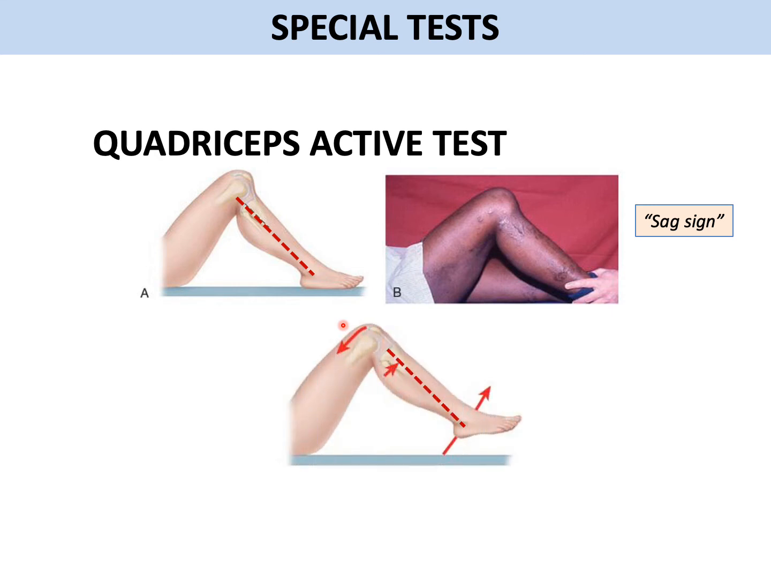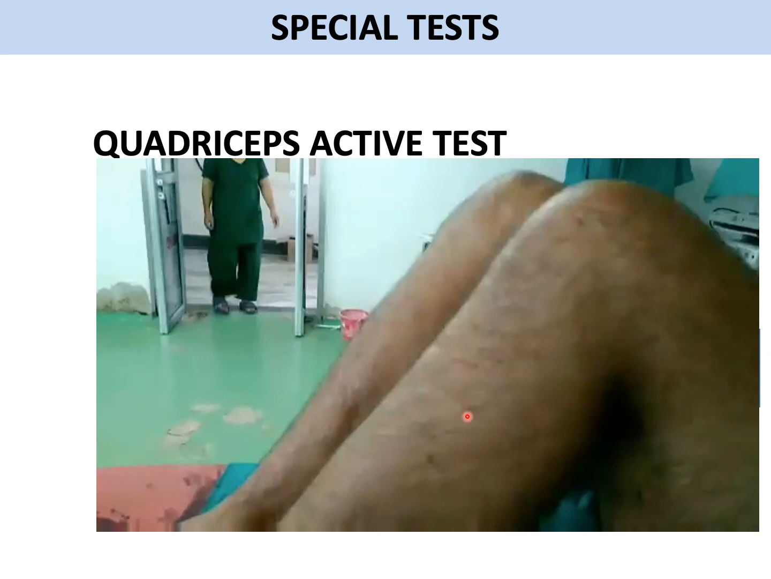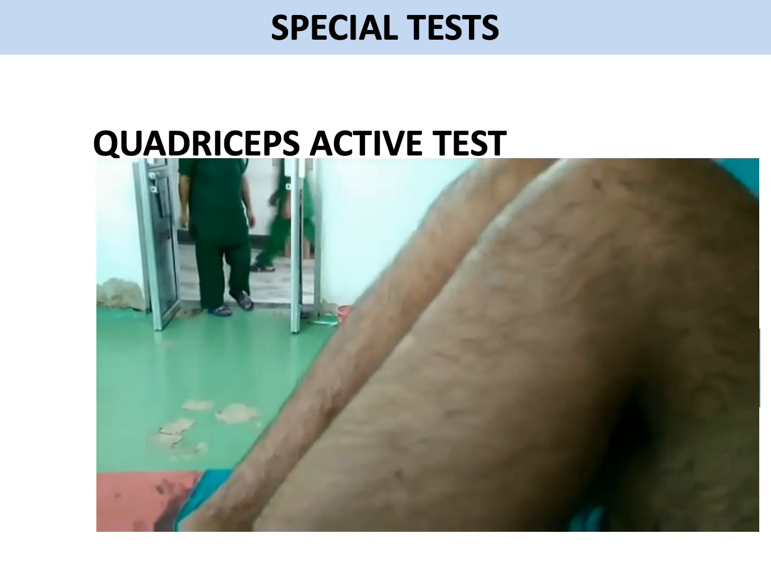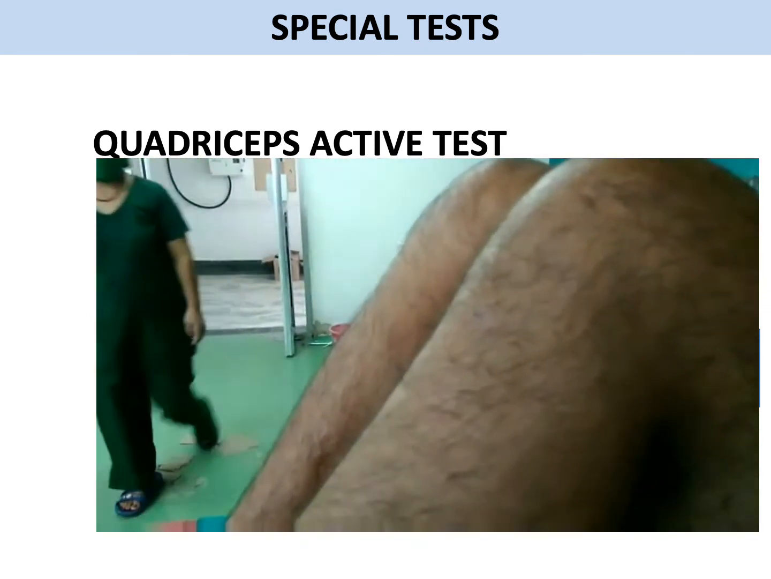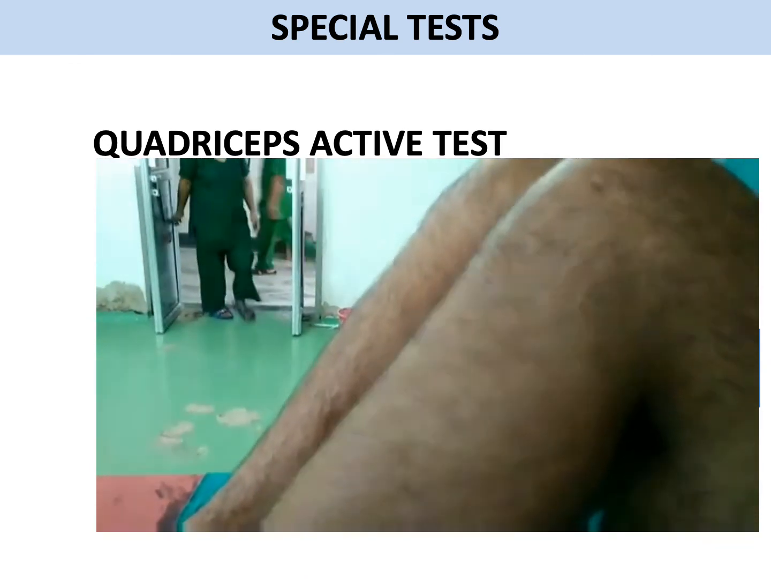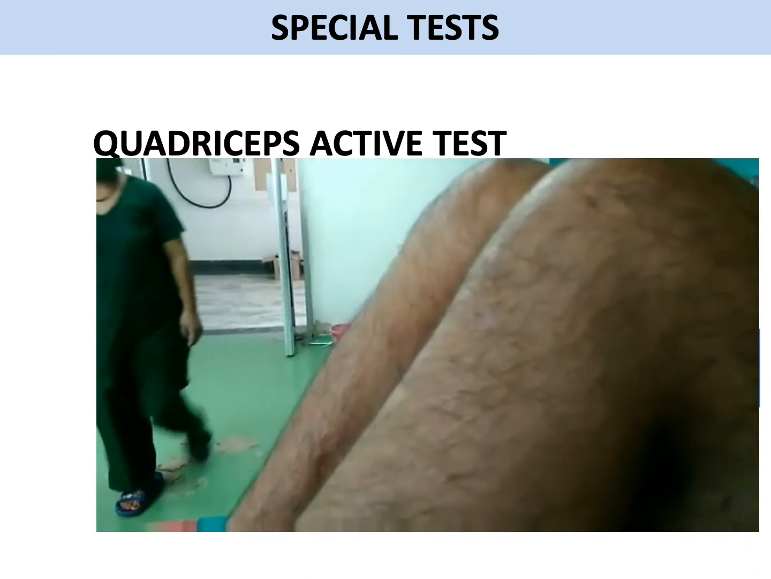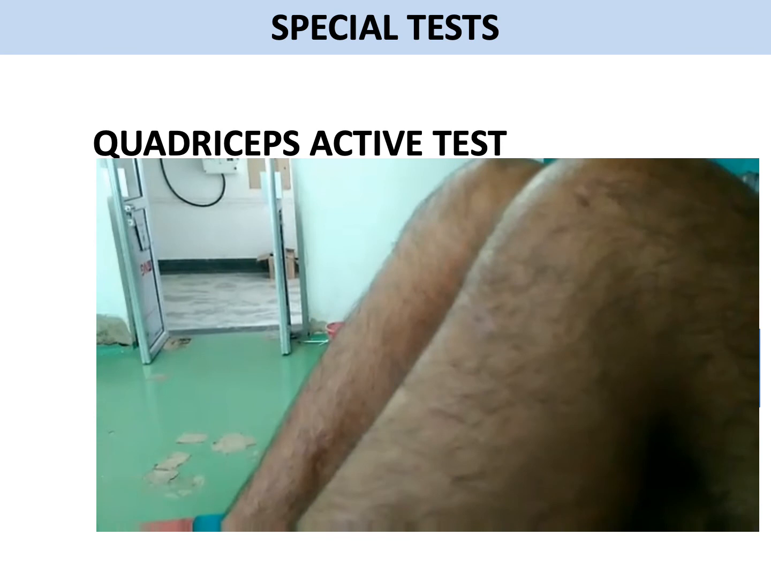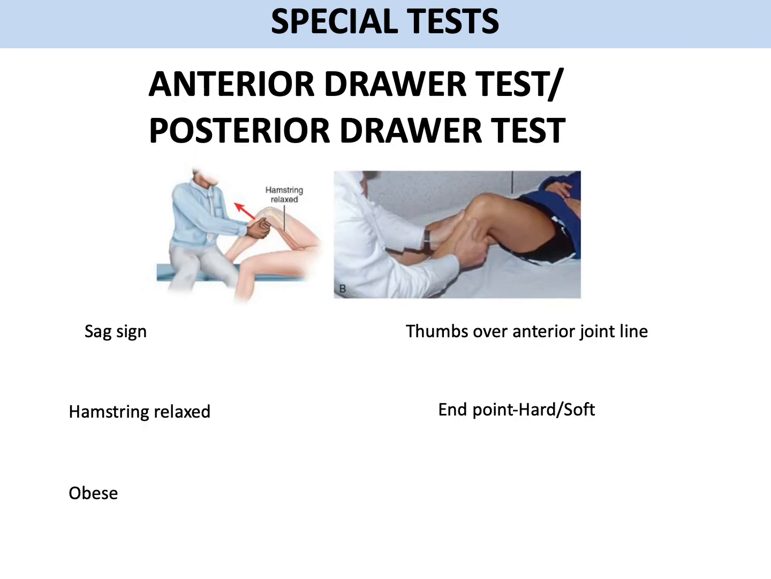Well, once the patient is asked to contract the quadriceps, the tibia goes anteriorly. This is called the quadriceps active test. It may be difficult to perform in obese patients and in hemarthrosis. This is how the quadriceps active test looks like. Okay, the quadriceps once the patient starts.